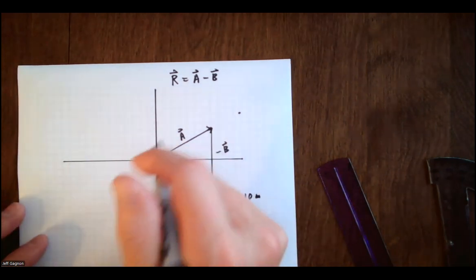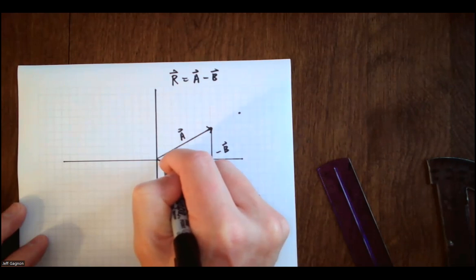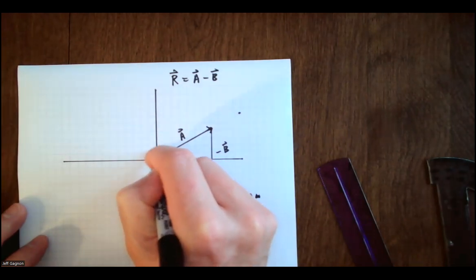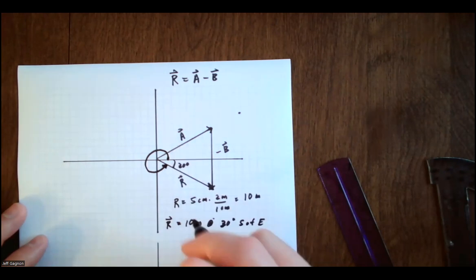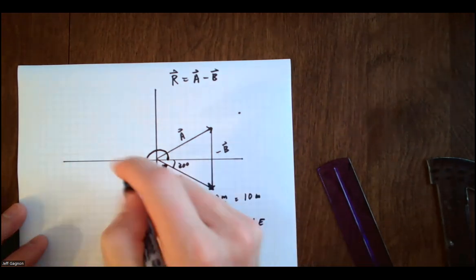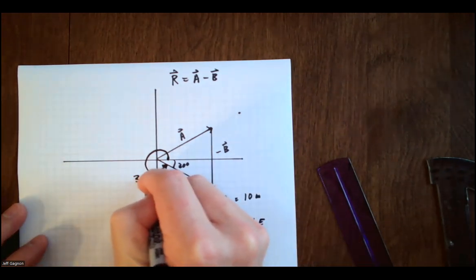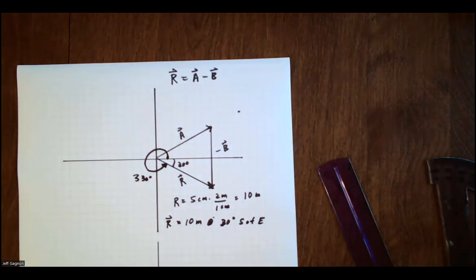The other way you could do the angle is you could just give this angle starting at the positive x and going all the way counterclockwise. And that would be 360 minus 30. So that'd be what, 330 degrees. And you could just give that angle directly, and it's assumed that you're measuring from the positive x counterclockwise.